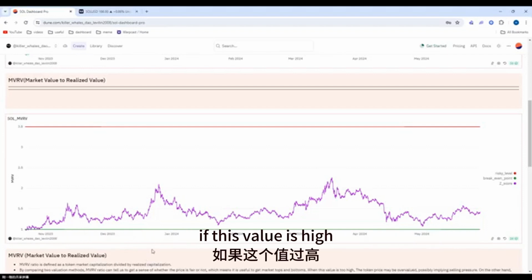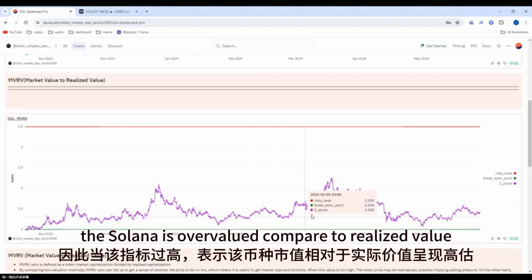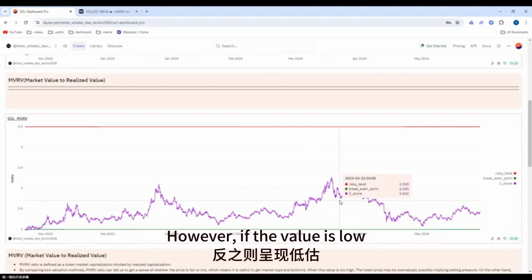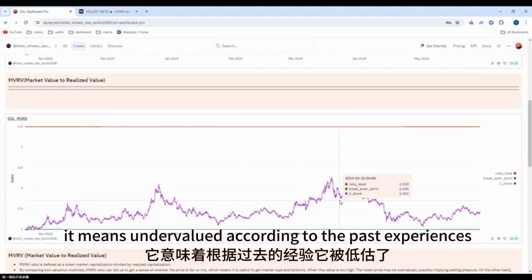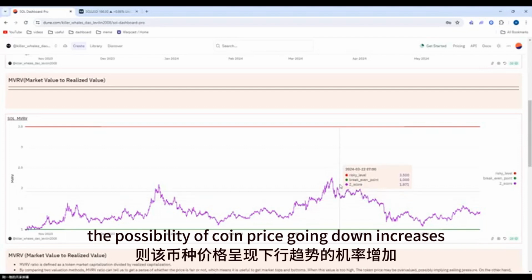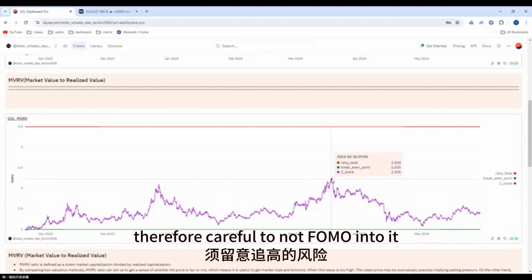If the value is high, that means Solana is overvalued compared to realized value. Hence, it's unlikely for the price to soar or go up. However, if the value is low, it means undervalued. According to past experience, when the Z-score is high, the possibility of the coin price going down increases. Therefore, be careful to not FOMO into it.